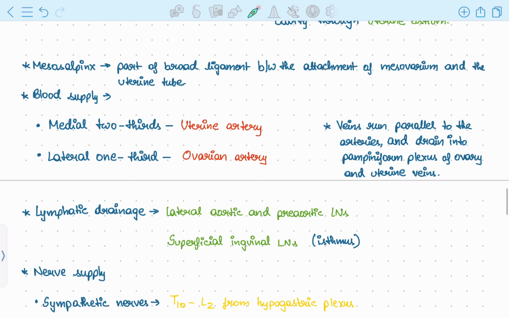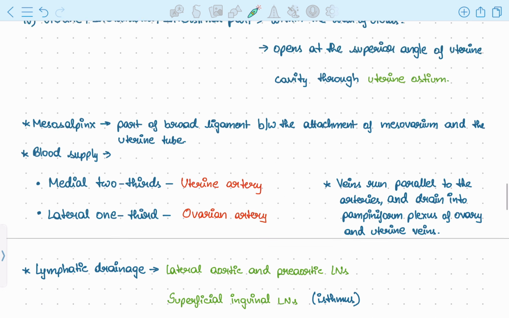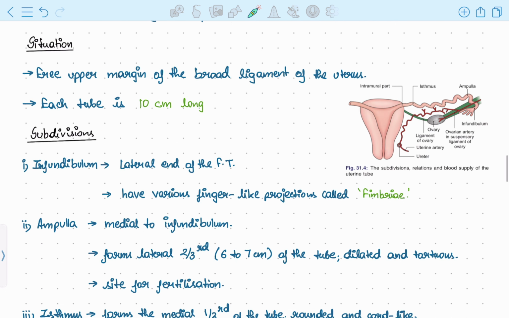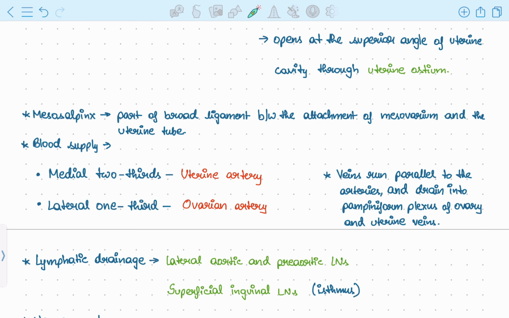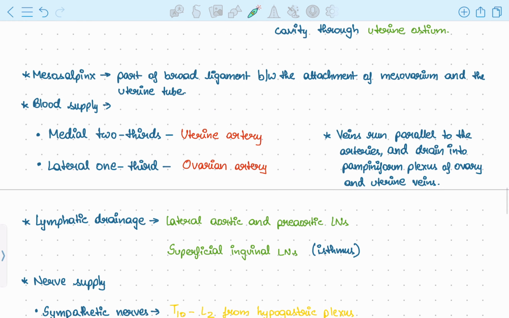Okay. Now, as we studied about ovary, उसका peritoneal fold was known as mesovarium. वैसे ही fallopian tube का peritoneal fold is known as the mesosalpinx. This is the part of broad ligament between the attachment of mesovarium and uterine tube. Okay, so somewhere here you have the attachment of mesovarium. Okay, and between this mesovarium and uterine tube, there is a ligament which is the mesosalpinx.